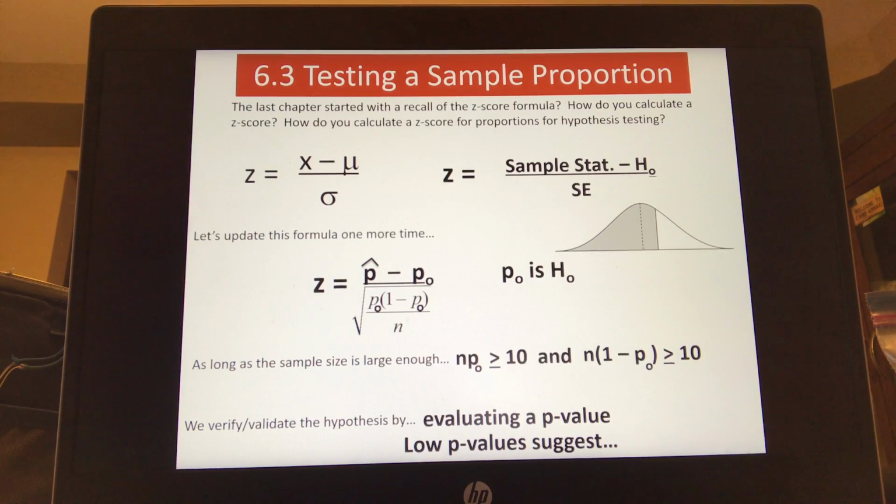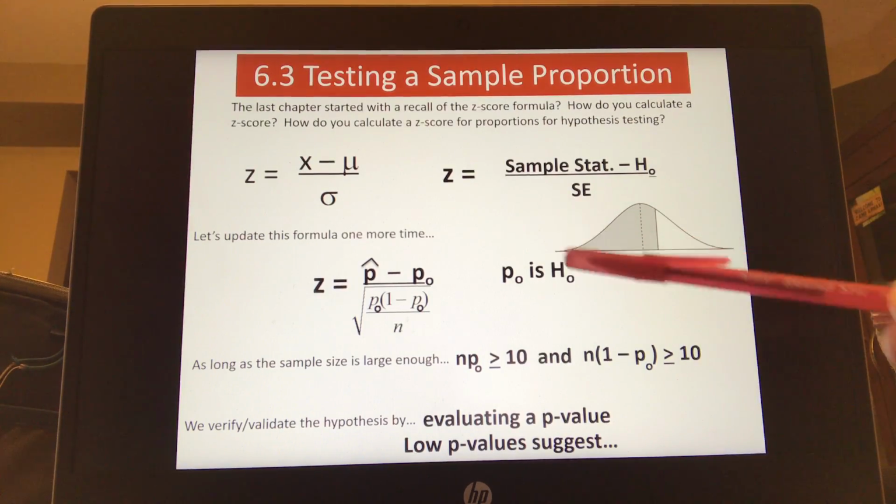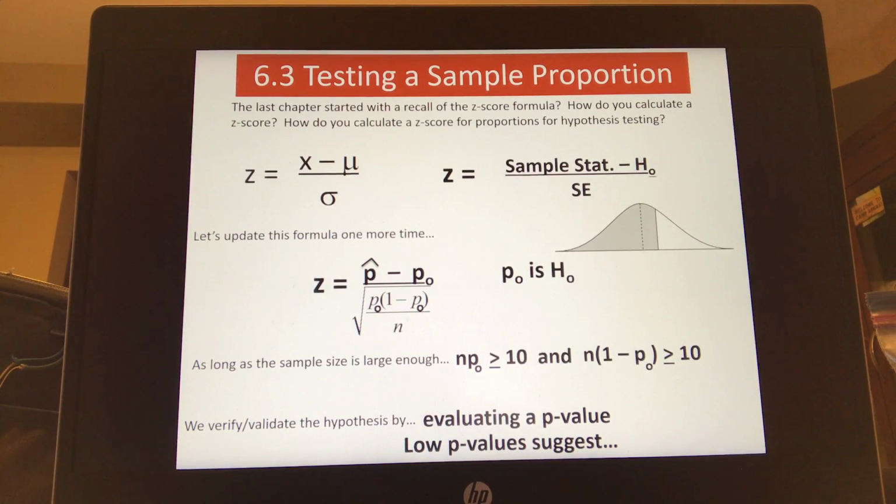Hopefully you can see that on your page. If you got a low p-value, you're way out here, or you're way out here, depending on the hypothesis. You got extreme values. That's telling you reject the null. Something is happening. Something interesting is going on. We're interested in what the study is.